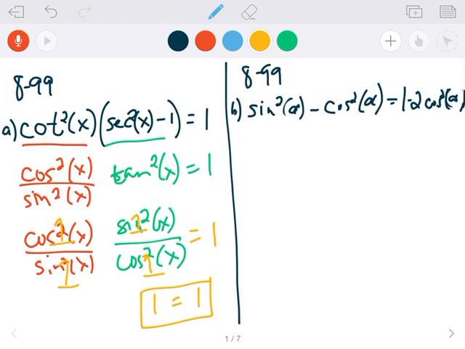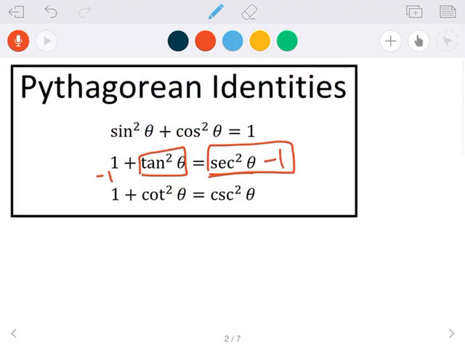In the second problem, 899b, we're dealing with the original Pythagorean identity of sine squared plus cosine squared equals 1. But of course, it wouldn't be that simple. We have sine squared minus cosine squared. So let's look at this. Now we're looking at the first identity, not the second one.